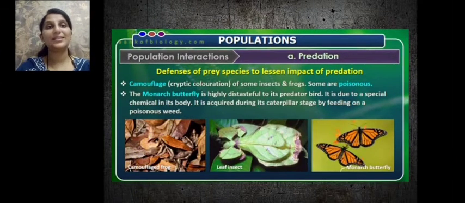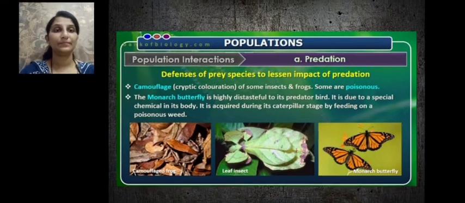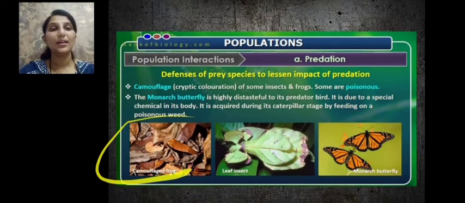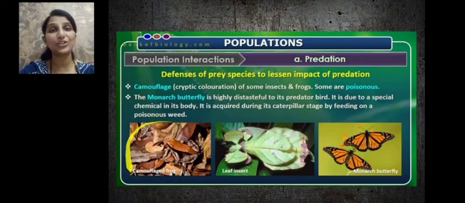The prey species have evolved certain defense mechanisms, defenses of prey species to lessen the impact of predation. Now let us learn how the prey defend against predation. They camouflage, that is cryptic coloration of some insects and frogs. Camouflage means they mimic in order to escape from the predator. In this picture, we can see a frog which has camouflage to its environment. We can also see a leaf insect sitting on a leaf, and it just looks like a leaf.